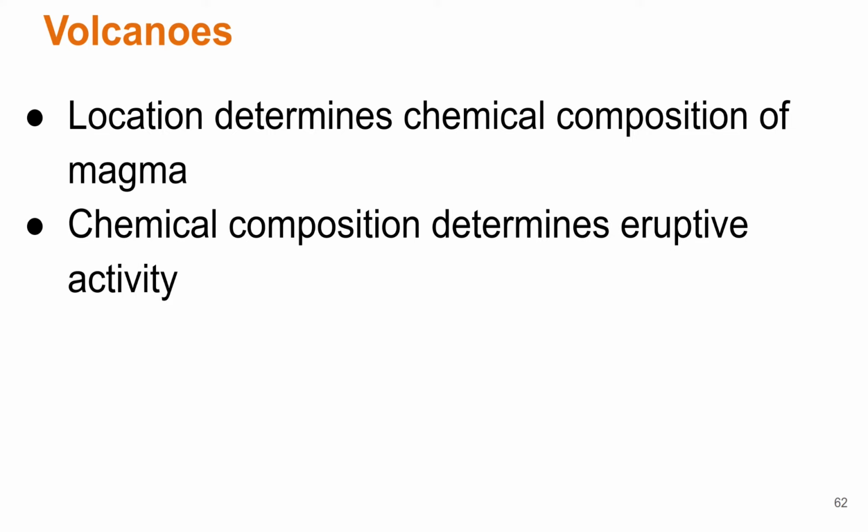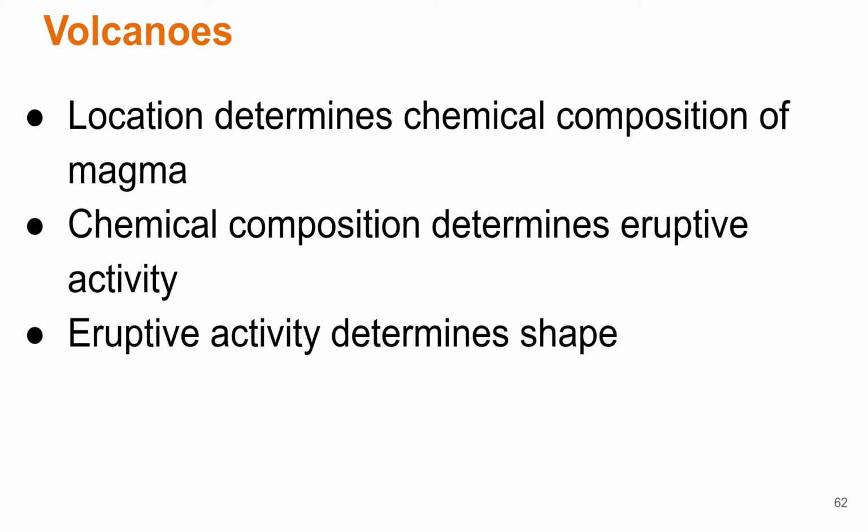The chemical composition of the magma determines how the volcano behaves as it erupts. Does it explode? Does it flow? And the eruptive activity determines the shape. So if you know what shape a volcano is, you know what it's made of, and you know how it's going to explode. If you know one, you know the rest of it.